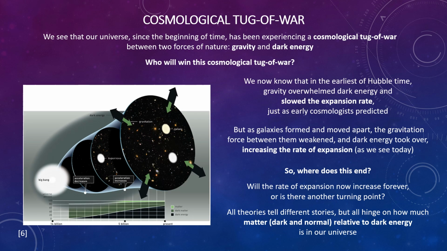So just like how stars are experiencing a tug of war between the force of gravity and their radiation pressure outwards, our universe has also been experiencing a tug of war between the forces of gravity and dark energy. Who will win? Well, from our observations, we find that in the earliest parts of Hubble time, in the earliest times of the universe, gravity overwhelmed dark energy and slowed the expansion rate, just as cosmologists predicted. But as galaxies formed and kept moving apart, the gravitational force between them began to weaken, and dark energy started to take over and increase the rate of acceleration as we see today.